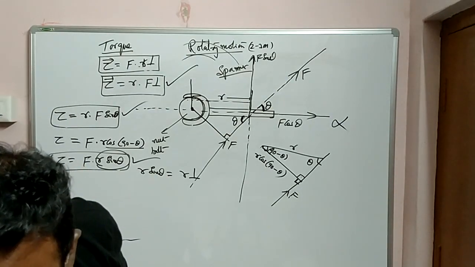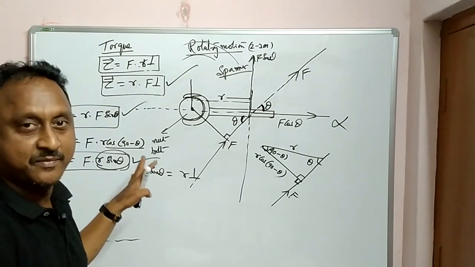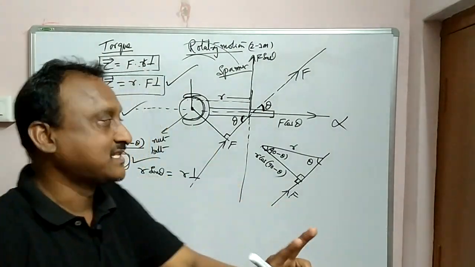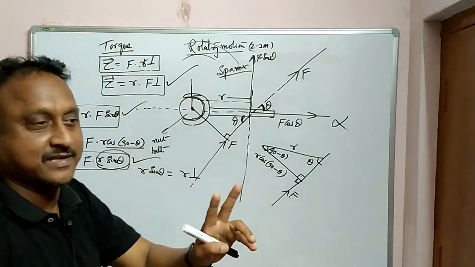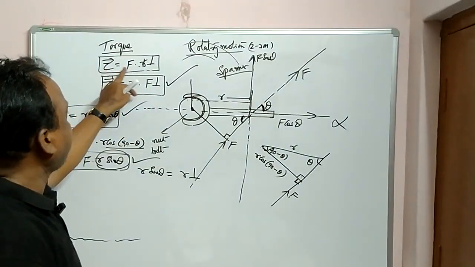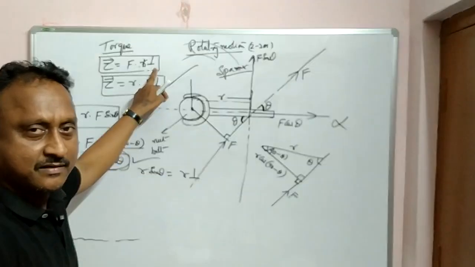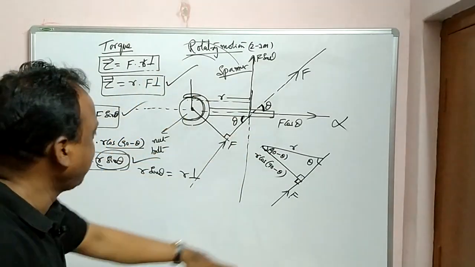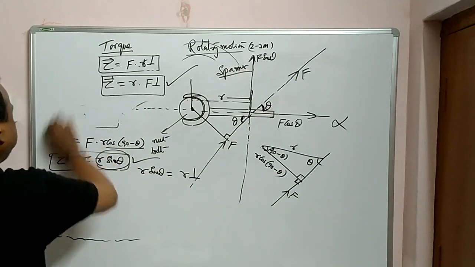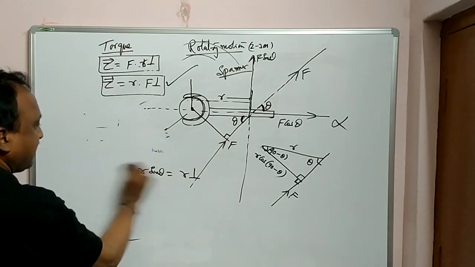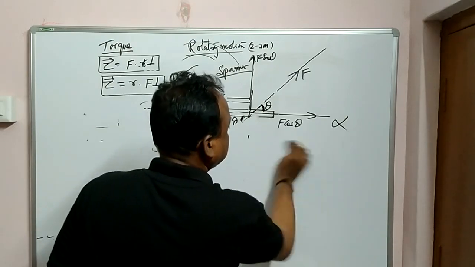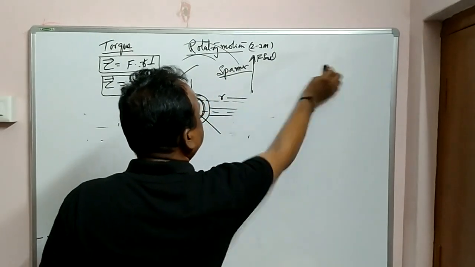So we can explain torque clearly in this way through the spanner diagram. Clear? Torque is a vector quantity. It can be expressed as a cross product of two vectors. One, I can write torque as force into R perpendicular. The other, torque is equal to R into force perpendicular. From this figure you can understand very clearly. Now let us go further.